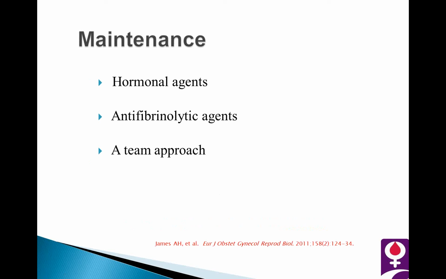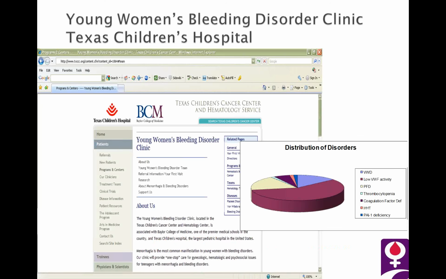Well, once we have controlled an acute bleeding episode, we have to think about maintenance. We have hormonal agents for maintenance, we have antifibrinolytic agents for maintenance, and we must take a team approach. We actually are fortunate at our institution to have a young women's bleeding disorder clinic at the Texas Children's Hospital, where we can see young adolescents who have transitioned from the acute bleeding phase to the maintenance phase, and we can make plans as a team to help manage their ongoing gynecologic problems or menstrual problems.